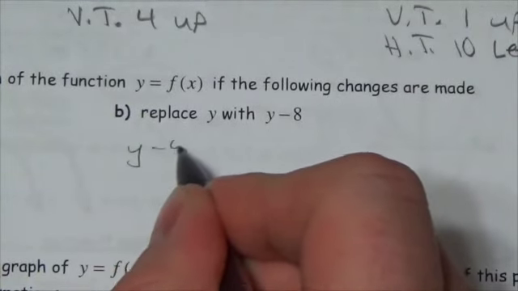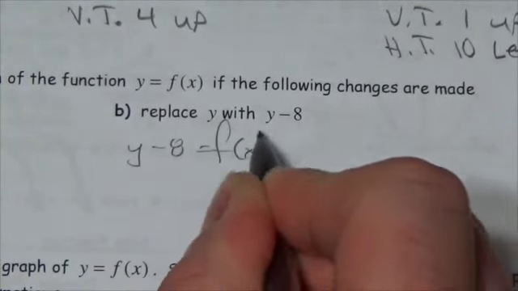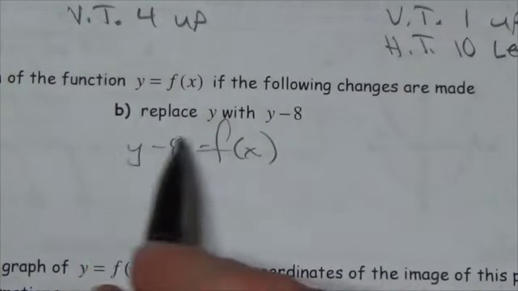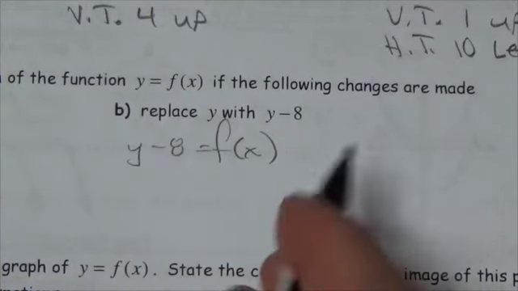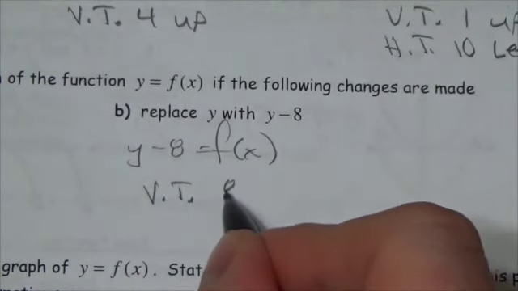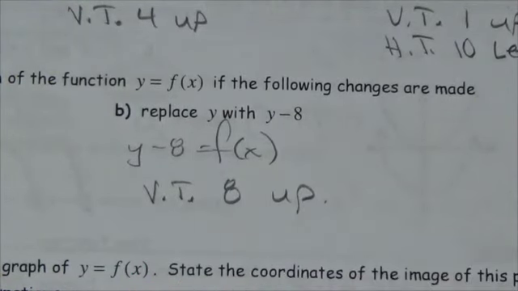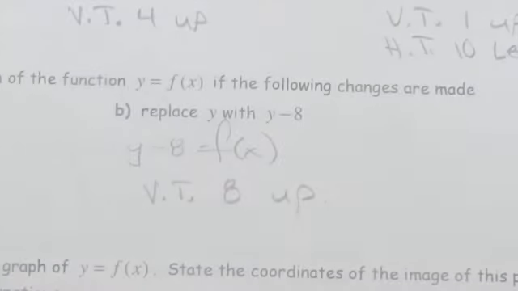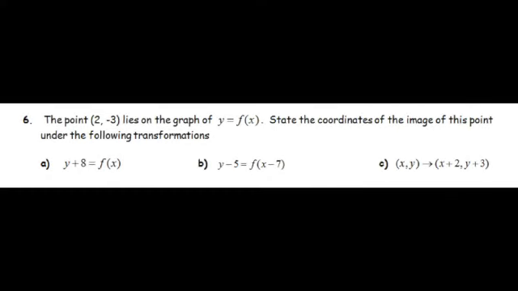So y minus 8 equals f of x. And then to get the y by itself, I'd have to add 8 to both sides, and that is my vertical translation. So vertical translation, 8 up. Those are the transformations they want. The point 2, negative 3 lies on the graph of y equals f of x. State the coordinates of the image of this point under the following transformations.